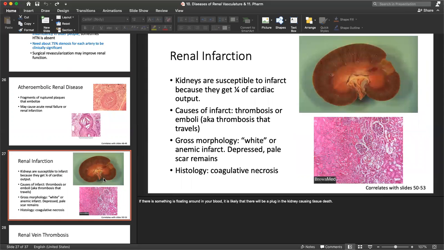A renal infarct, we had talked at the very beginning about a wedge-shaped coagulative necrosis. This part, look, it's affecting all the way to the outside. The kidney is susceptible to infarct because it gets a fourth of the cardiac output. So either thrombosis or emboli that travel can affect the kidney. And it's going to look more pale, like we had seen on that first slide. The gross morphology, we said, was going to look pale, and then that coagulative necrosis again.